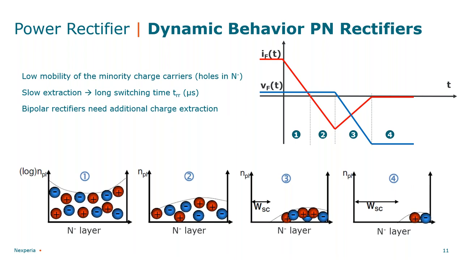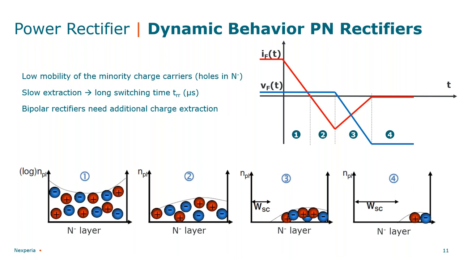And if we now take the whole picture and want to judge the time critical effects, it is really the time needed to extract all the excess charge carriers that determines the switching behavior of a PN diode. Especially since the PN diode also has minority charge carriers, which are basically holes, they need a lot of time to be extracted from this N minus layer. And this leads, in principle, if you have a pure PN junction, to very long switching times in the range of microseconds. However, you can use additional measures, additional structures to enhance this extraction and enable faster switching for PN. But PN diodes will always suffer from this effect that you have excess charge carriers which need to be extracted from the junction in order to establish the blocking mode.